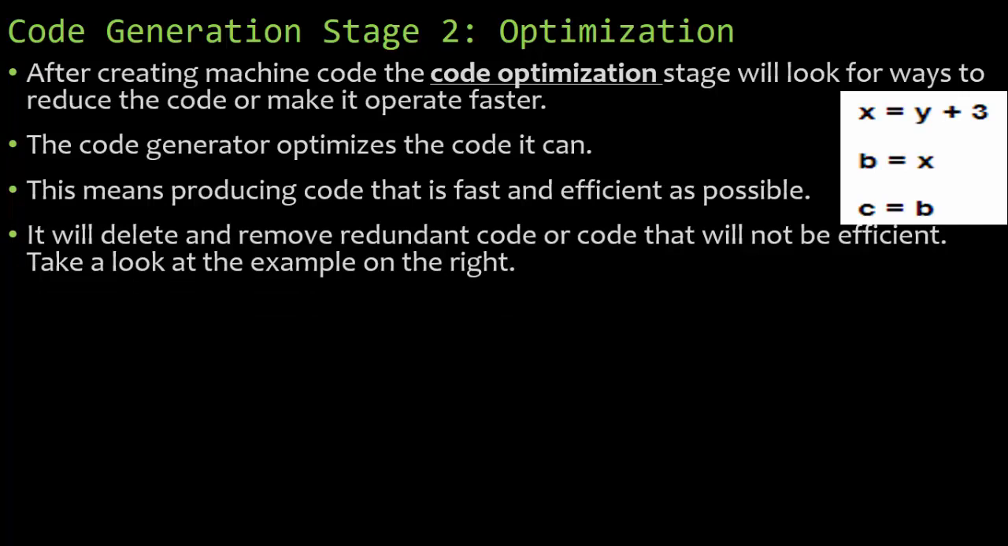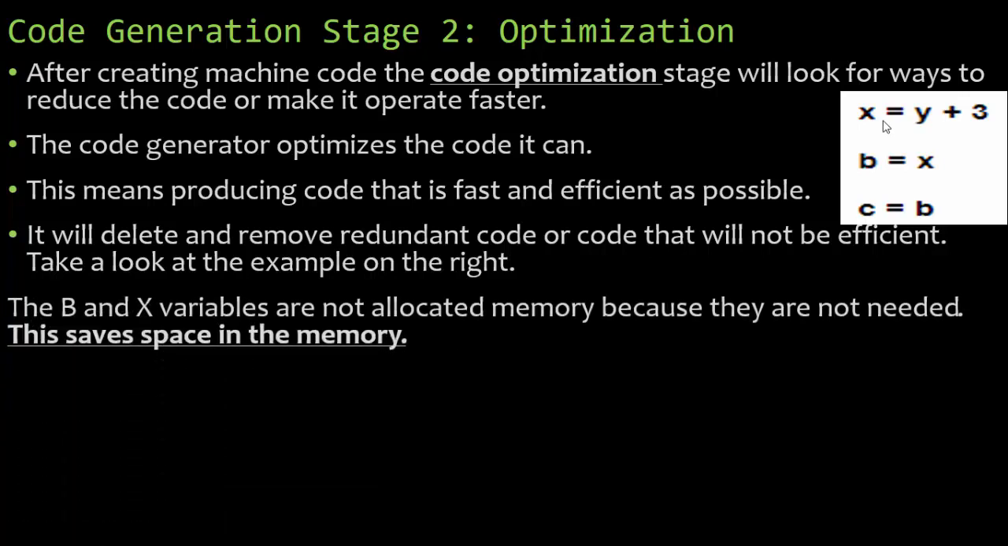Look at this example on the right. So first it would be x equals y plus 3. Then we take x and we put it in b. Well, I could just make x up here, b equals y plus 3. But then it says b equals c. Well, I don't need b, I don't need x. What the optimization stage does is it gets rid of b and x and it rewrites it as c equals y plus 3. So b and x variables are not even allocated memory because they are not needed. This saves space in the memory. The machine code will simply represent c equals y plus 3.